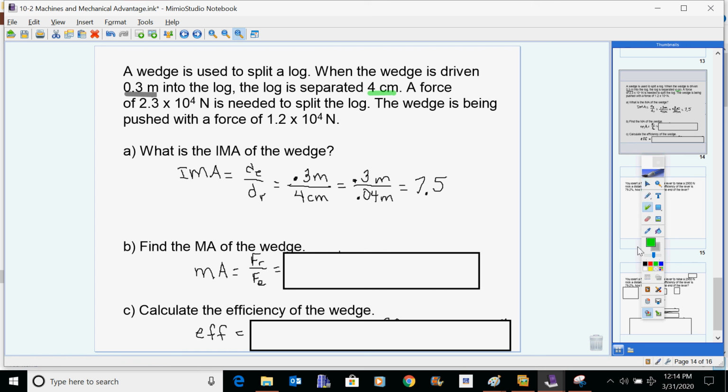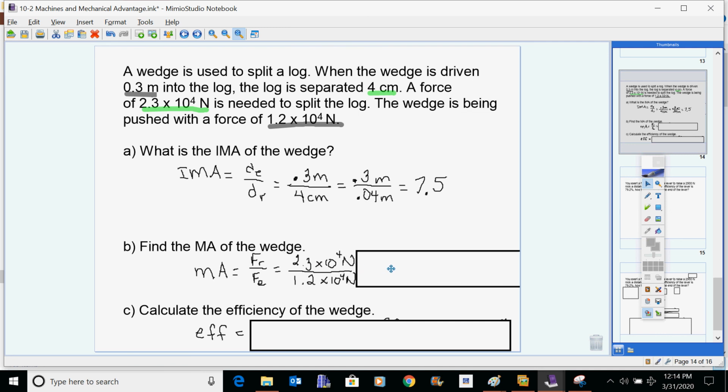So I want to think about what part is my effort in this. This is how much is needed to split the log, so that would be the result that's needed, but you pushed with this force. So this part is your effort. The part that happened because of the force that you applied is this right here, which is the resistance or the result. So we'll put those numbers in here. 2.3 times 10 to the fourth is the result, and 1.2 times 10 to the fourth is the actual effort that you put in.